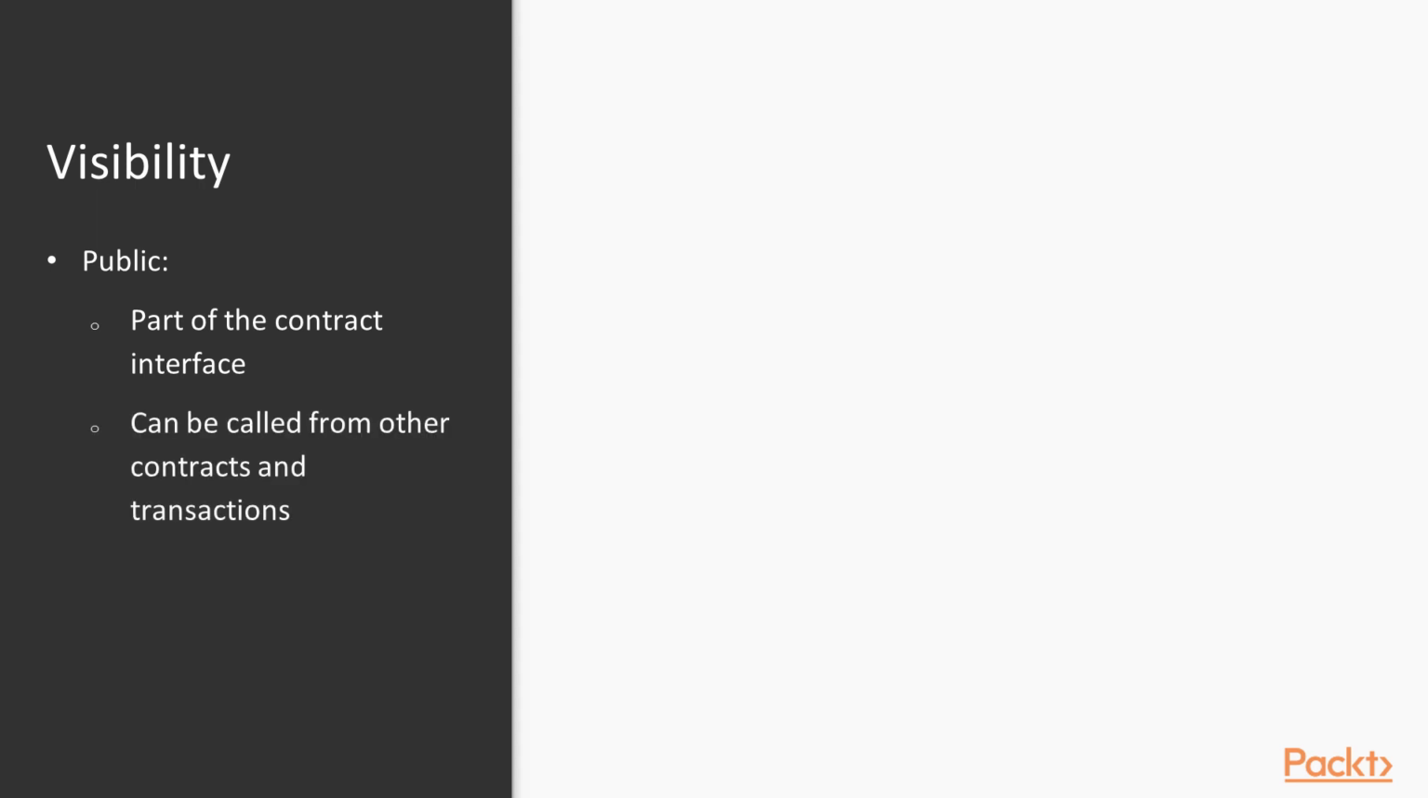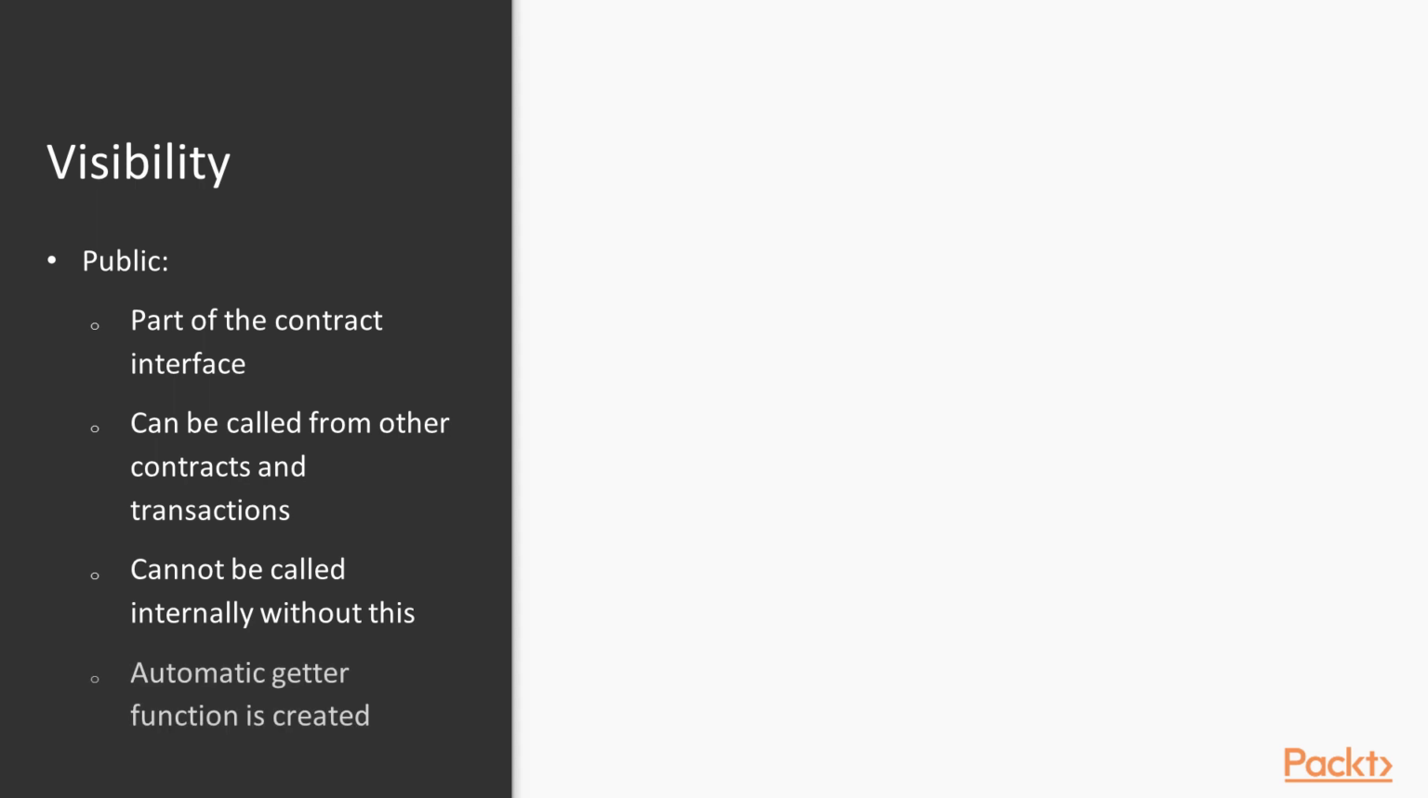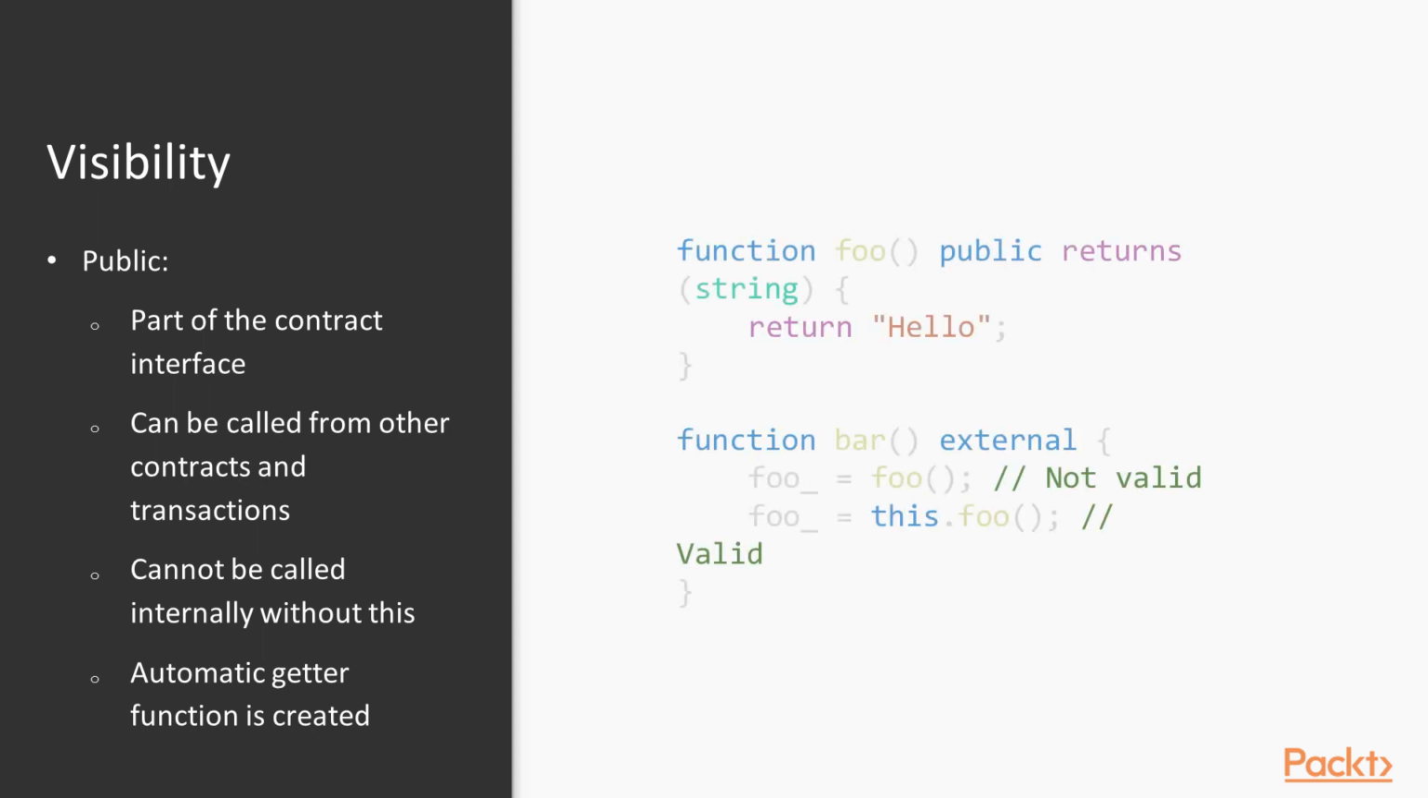Like the external visibility, state variables and functions with public visibility are part of the contract interface, and they can be called from other contracts and transactions. They can't be called internally without using the keyword this, and an automatic getter function is created for all publicly declared variables. But what does that even really mean? It can't be called internally without the keyword this? We'll take a look at this.